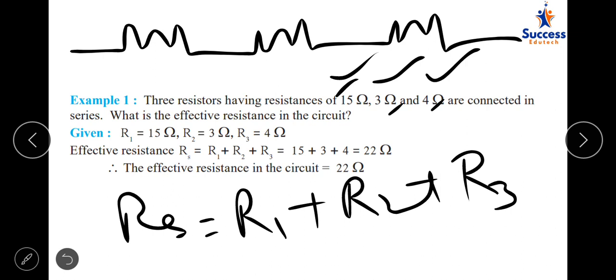Very simple question. Everything is given. Write it down in the given section and use the formula for resistance in series, that is, addition of all the resistances.